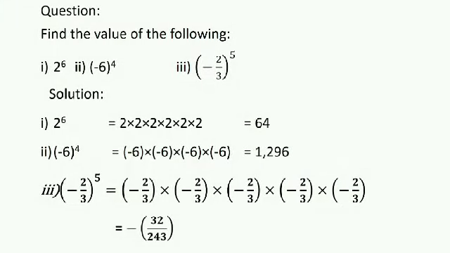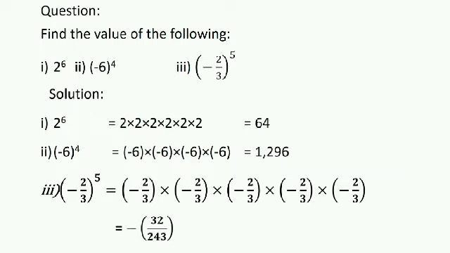Here we have some example solutions. We have 3 questions in the first section. Find the value of 2 to the power 6, minus 6 to the power 4 and minus 2 by 3 to the power 5. In the first one, 2 to the power 6 is equal to the number 2 multiplied 6 times by itself, and its answer is 64. Therefore, 2 to the power 6 is 64.